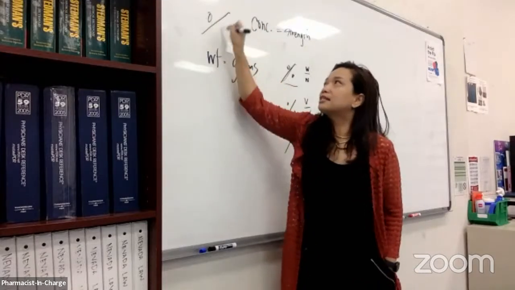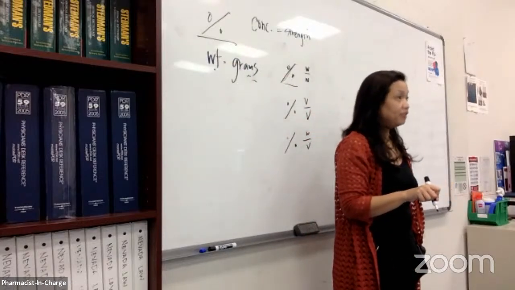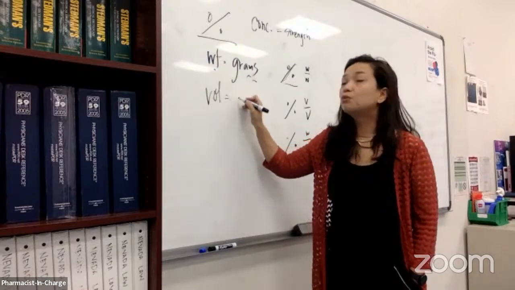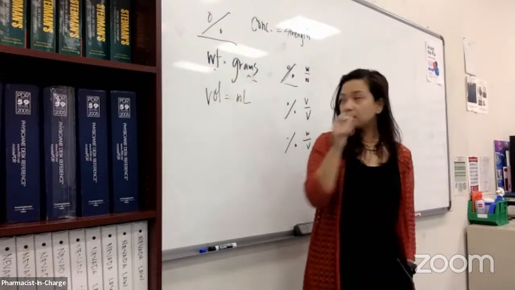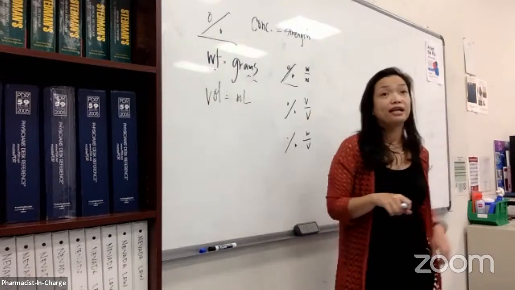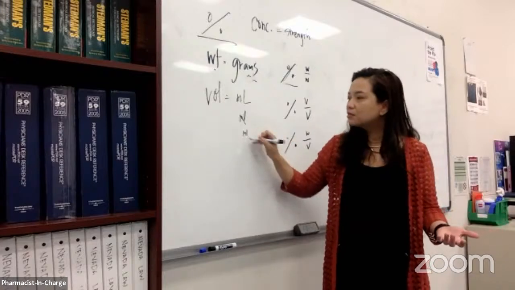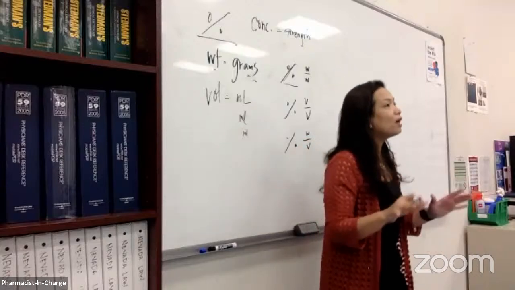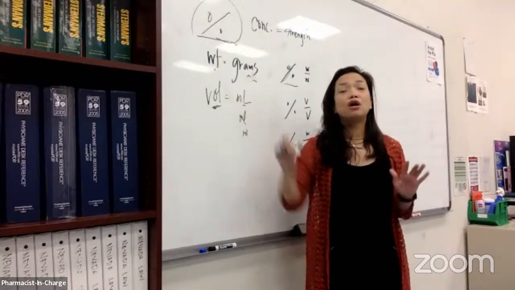When it comes to percentage, weight will always be in grams. You follow? Okay. And volume will always be in milliliters. The real abbreviation for milliliters is lowercase m, capital L, because the abbreviation for liters is capital L. However, we do accept it written like this sometimes, or like that, that's acceptable too. But know that no matter what, when we're talking percentage, your volume will always be in mL.